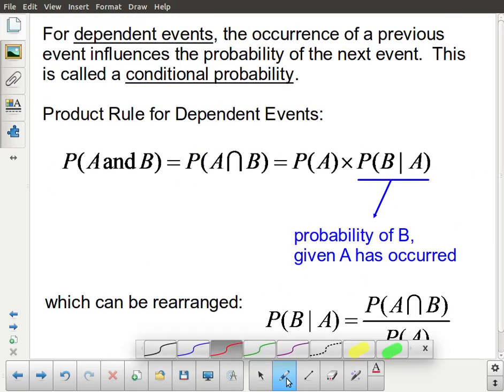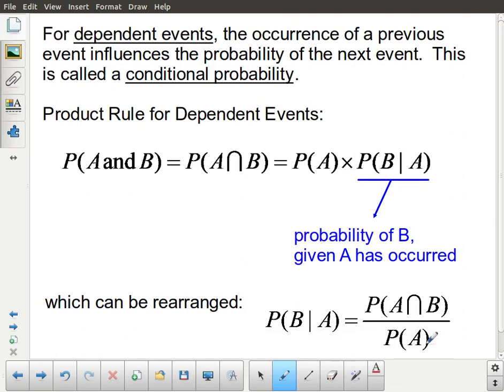Okay, now let's take a look at the other general type of event that we look at, which is called a dependent event. So in a dependent event, the occurrence of the previous event influences the probability of the next event, and it's called a conditional probability.